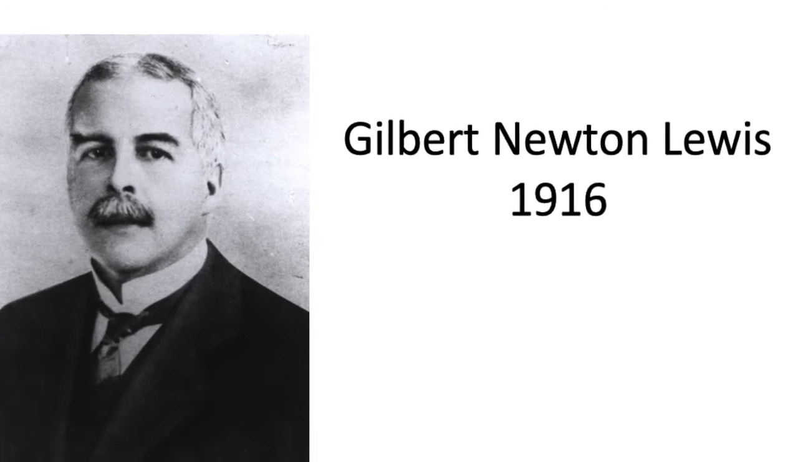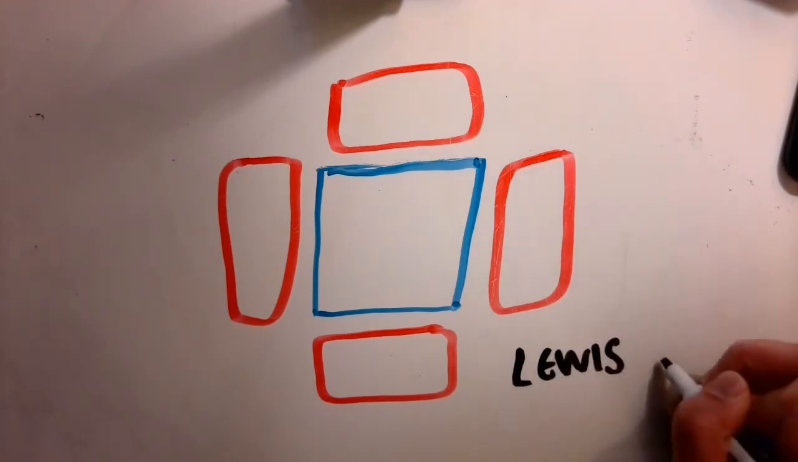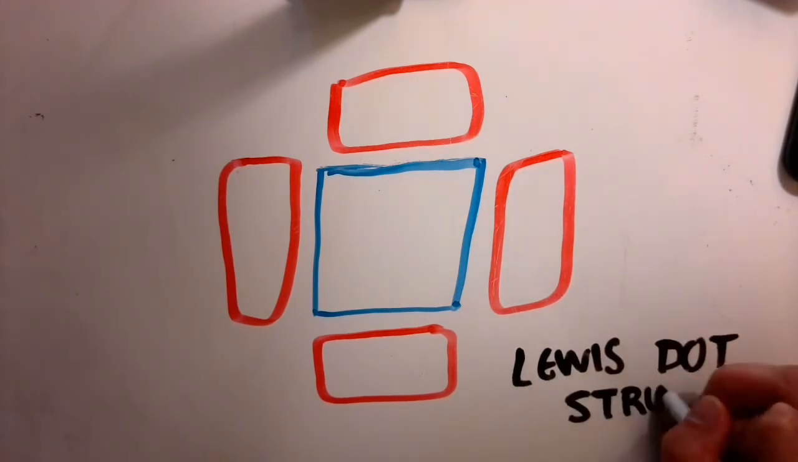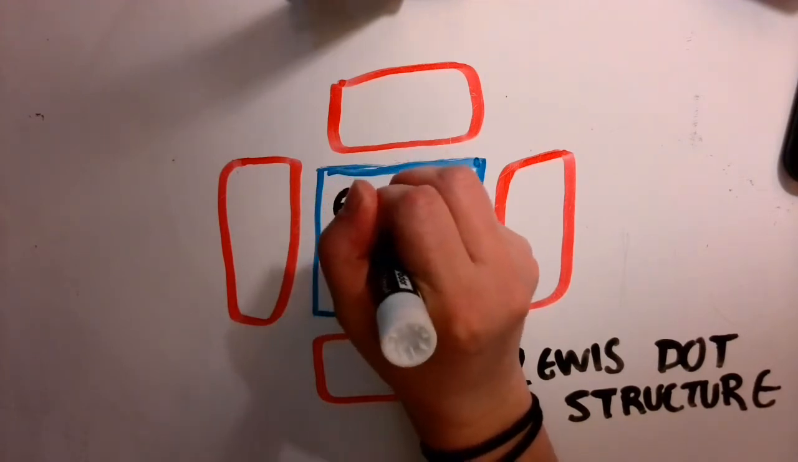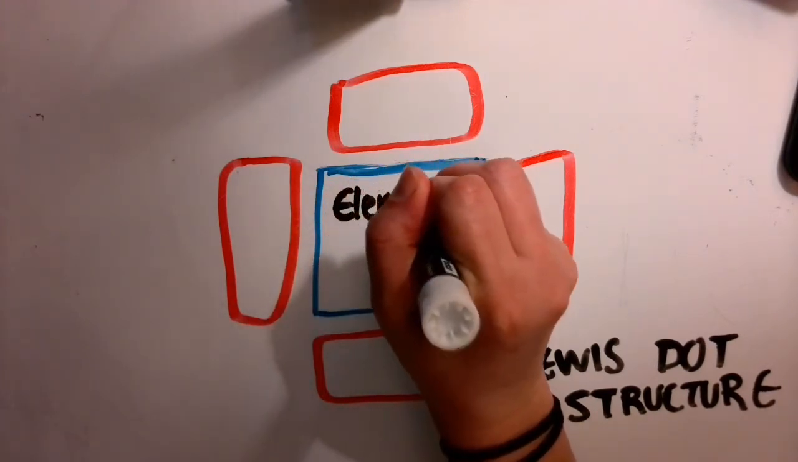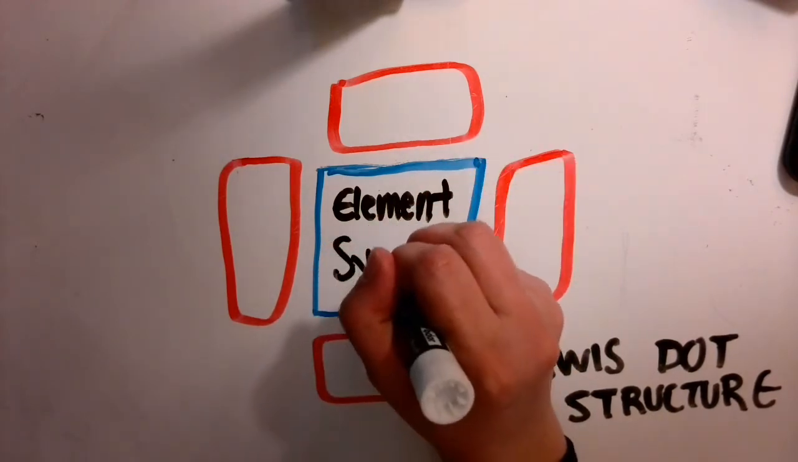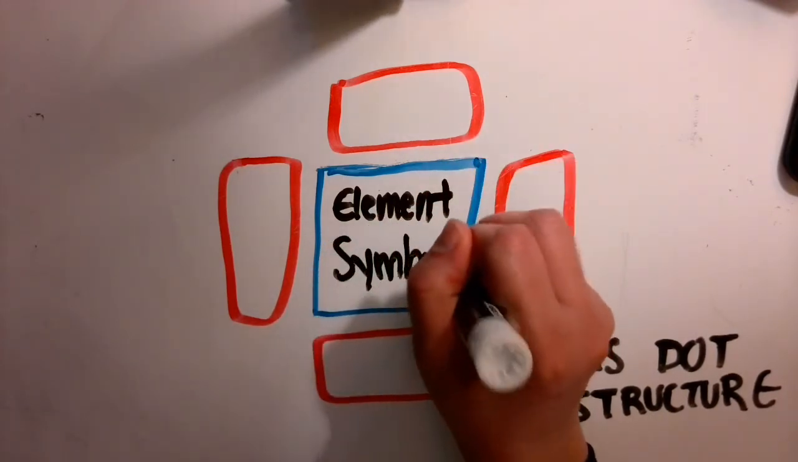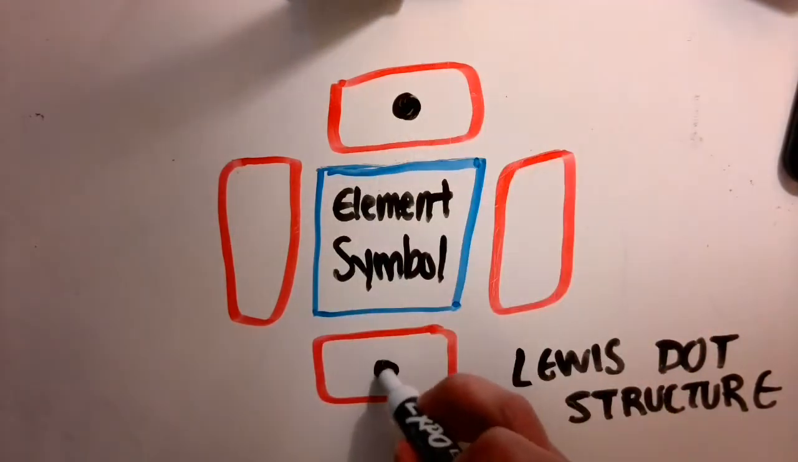So how do we draw Lewis structures? For individual atoms, the Lewis structure is drawn by first writing the element symbol. And then you place a dot around this element symbol for each valence electron available. There are 4 positions for dots to be placed. Most chemists draw them on the top, bottom, left, and right of the atom.